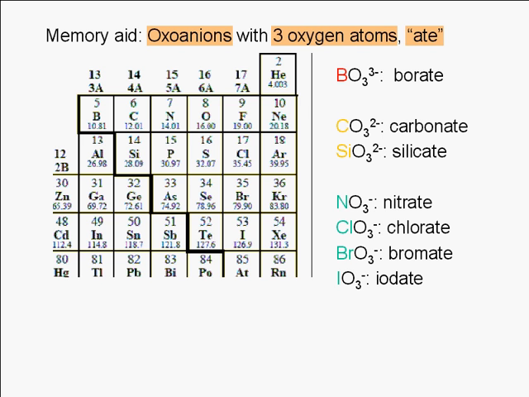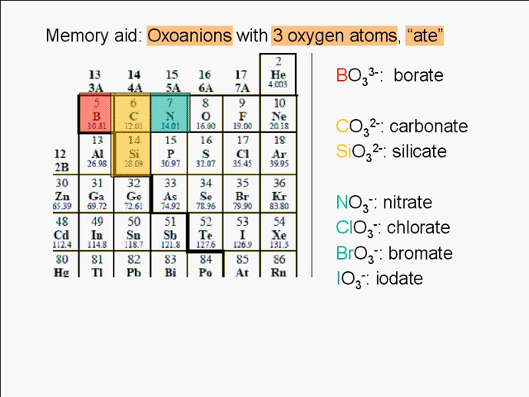Let's try to locate the elements boron, carbon, silicon, nitrogen, chlorine, bromine, and iodine in the periodic table to see if we can find a pattern that might be easier to remember. Here's boron. Borate has a charge of -3. Here's carbon and silicon. Carbonate and silicate both have a charge of -2.